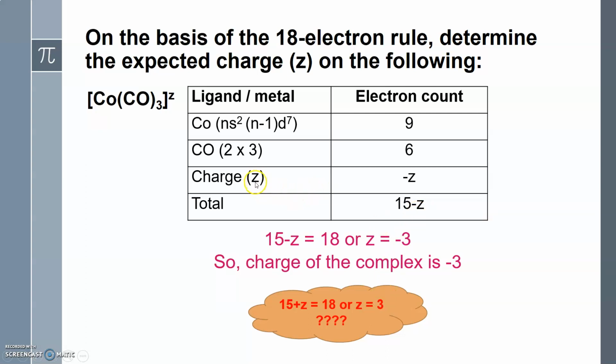Suppose I put this as minus 3, so this becomes minus of minus 3, which is plus 3. So you will get the answer of 18. Suppose I put the charge as 3, then it becomes minus 3, and the total electron count of the problem will come as 12. So this is going to lead to a wrong answer. That is why we are going to take this as minus Z in the problem.